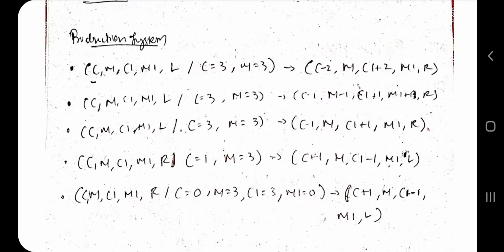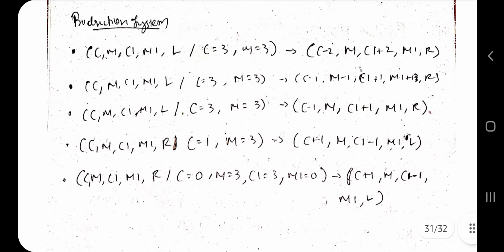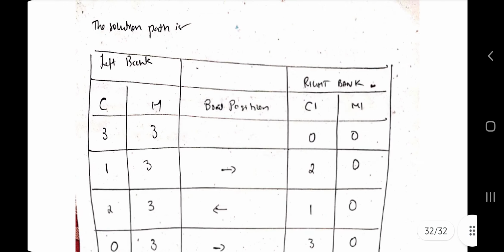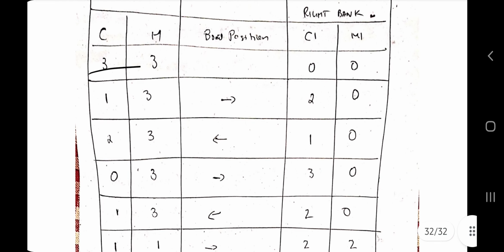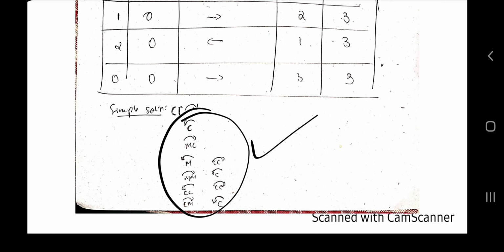I'll explain one state. C and M are given. If C has -2 here, obviously in C1 it will be +2, because two people came from the left to the right side of the river. Same goes for the rest. And R or L shows where the boat is present at a particular position. The solution is also given here, showing how many C's and M's there were. Initially the boat position goes here, if C goes 2 here, obviously 2 plus happens here, and so on until 3 and 3 stay here and 0 0 stay here. So this is another solution which I just explained. You can use any solution.